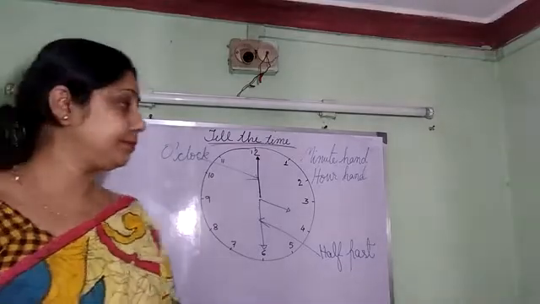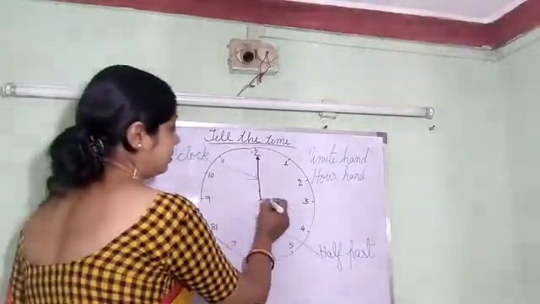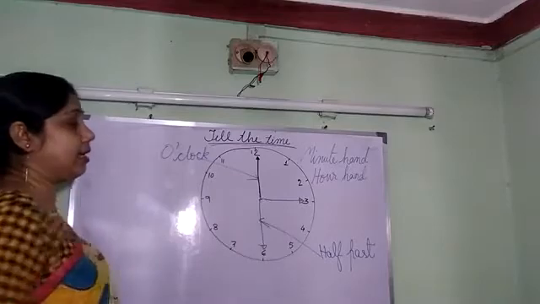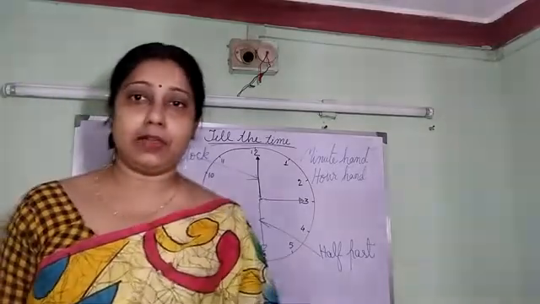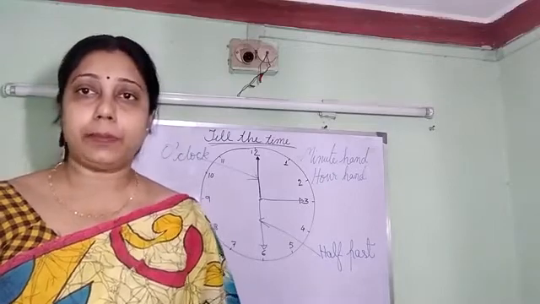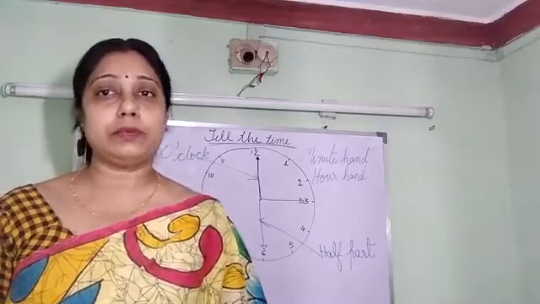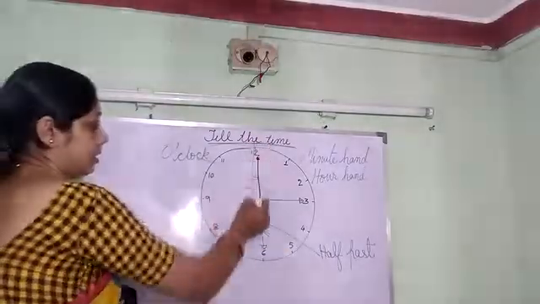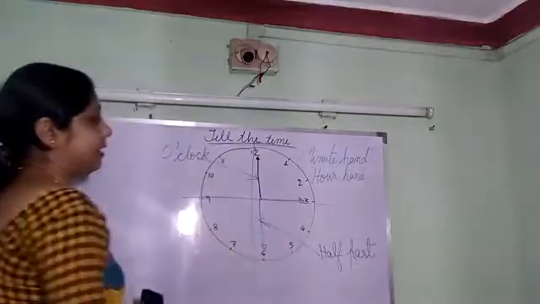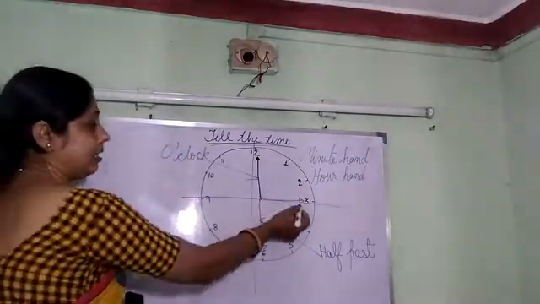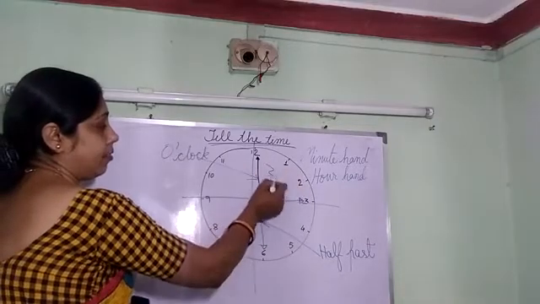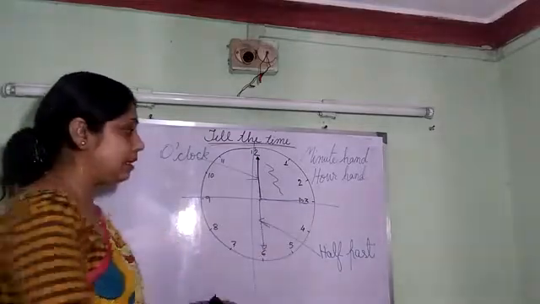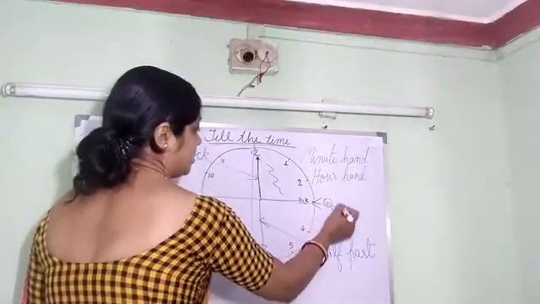The next one is the long hand if it is at 3. If the long hand is at 3, it means quarter past. Quarter means 1/4, that means 1 part out of 4 parts. If you divide the clock into 4 parts, we can see 3 is the 1 part. So it has completed 1 part and it has gone to 3. That means it is quarter past.